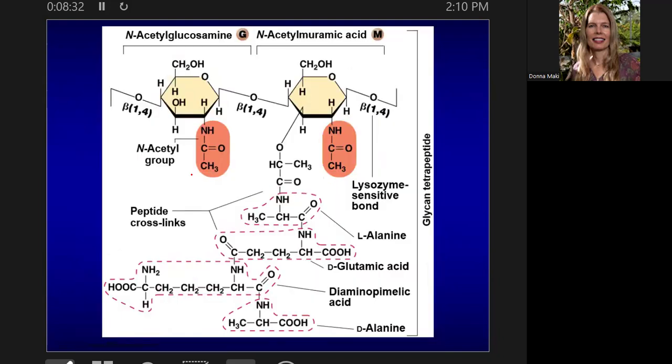Here's another image of it. Just a slightly different look to it. Again, they're showing the NAG and NAM sugars. A little bit more detail. It's a beta-1,4 bond between them. And you can see on this diagram, they're pointing to the beta-1,4 and they're saying that that's sensitive to lysozyme.